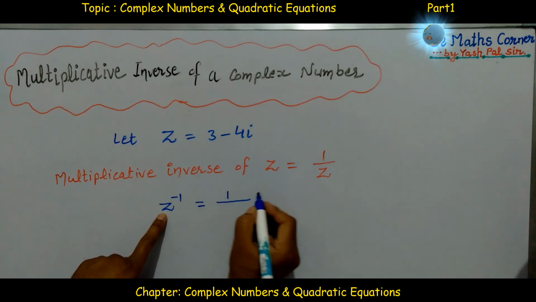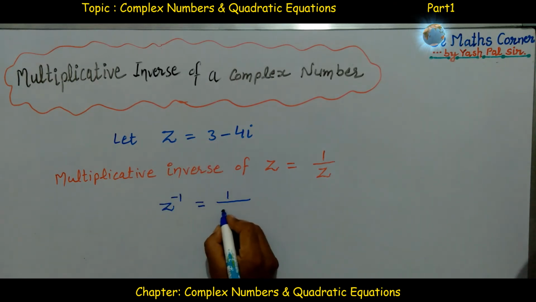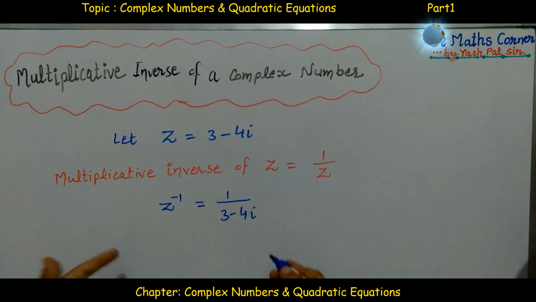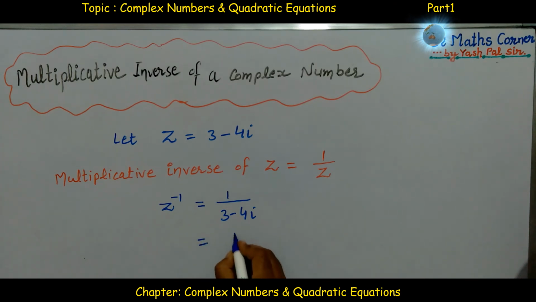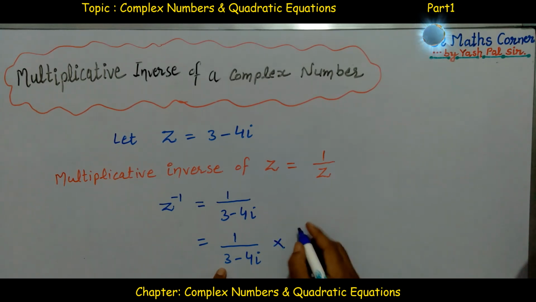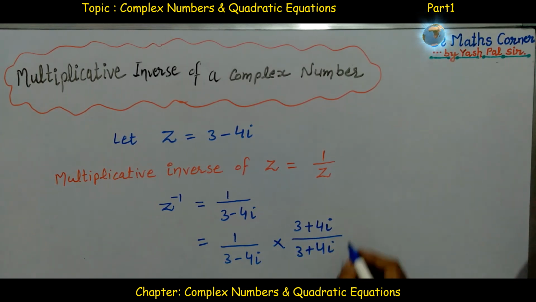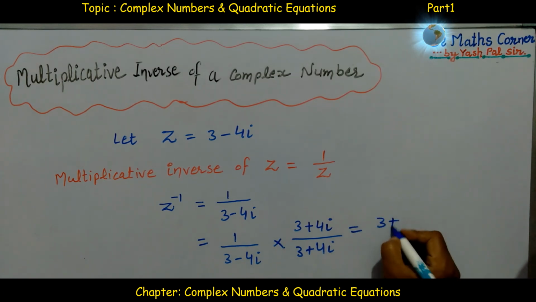1 upon, what is the value of z? This is 3 minus 4 iota. Now again, how to solve this? 1 upon 3 minus 4 iota. We just multiply and divide by the denominator with the changed sign of the imaginary part. Minus 4 iota becomes plus 4 iota. Divide by 3 plus 4 iota. Okay, so this becomes 3 plus 4 iota.